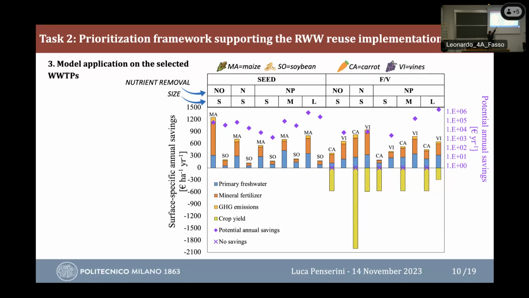While on the right side, the dot points refer to the right column, where the potential annual saving is reported, which is the maximum saving that I can obtain if all the wastewater treatment plant flow rate is used to irrigate the crops. And with this graph, I can look up in which class my wastewater treatment plant is, or I can say I have many wastewater treatment plants and see in which it is better to implement reuse. So this is the use of this kind of output.